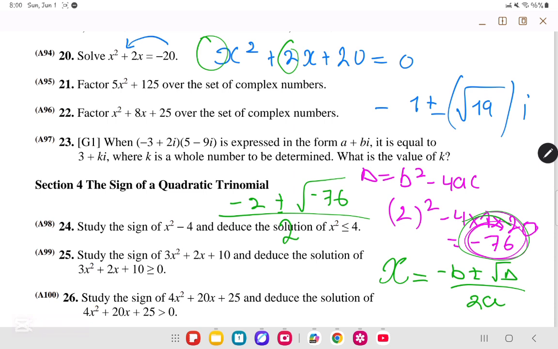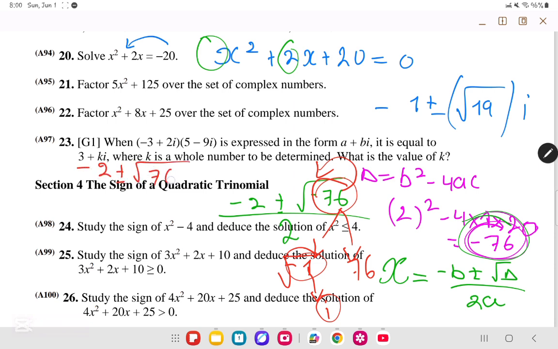Now here we have sort of a problem. We have a negative number under the radical. This will not work. So how do you do this? You will separate it into two numbers, which is minus 1 and 76. Okay. Now minus 1, radical minus 1, will always be i. So you can just take out the radical minus 1 and substitute it with the i. So now it's going to be minus 2 plus or minus radical 76 i, because we took out the radical minus 1, over 2. Okay, put radical 76 on your calculator.